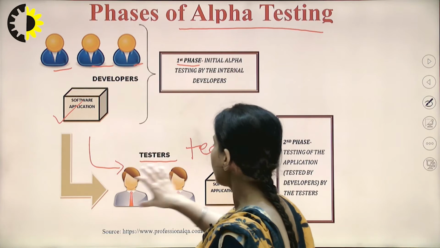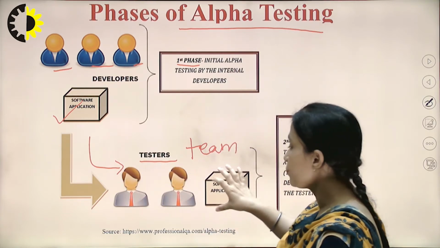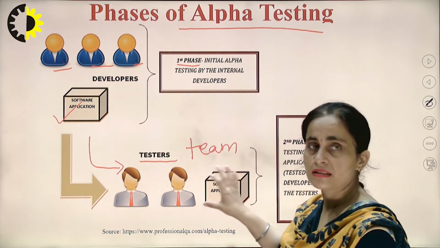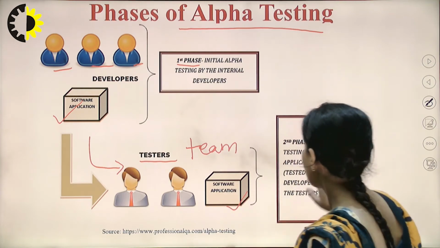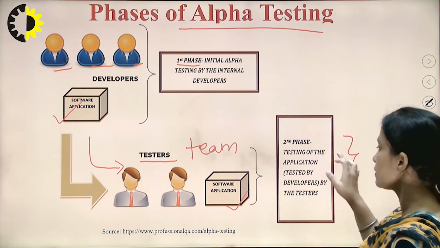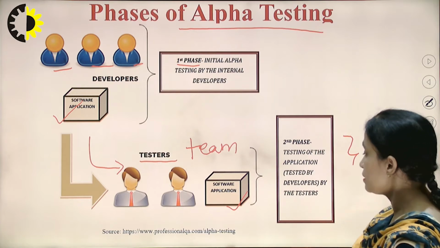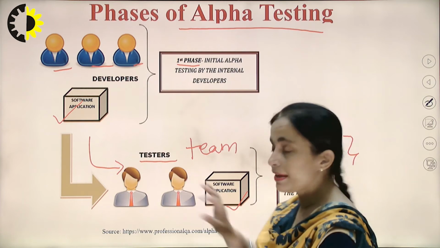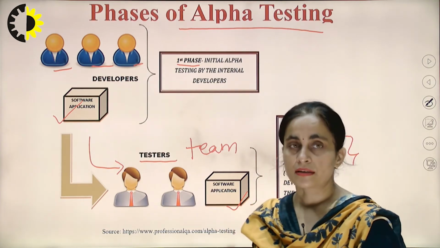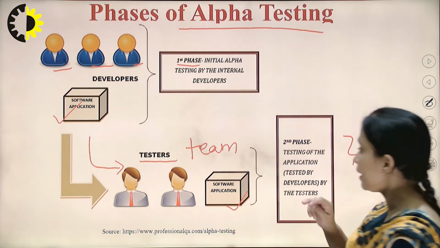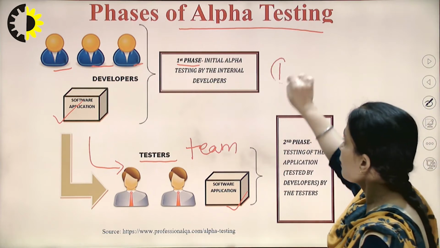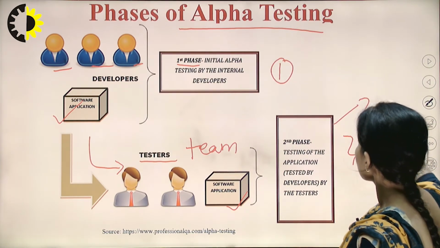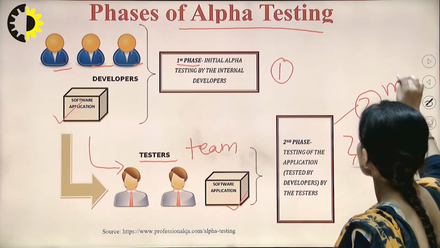This testing team is going to critically analyze this software application. This is my second phase. Testing of the application means it has been tested by the developers already, and now it is handed over to the testing team and they will be checking it for errors. This is my first phase and this is my second phase.